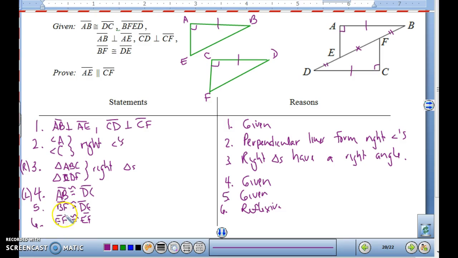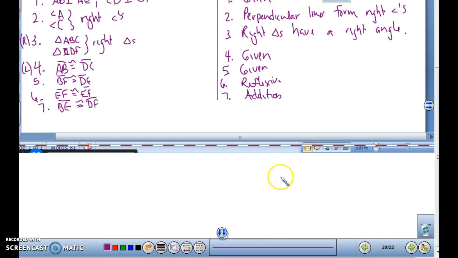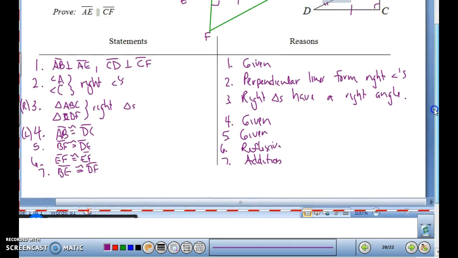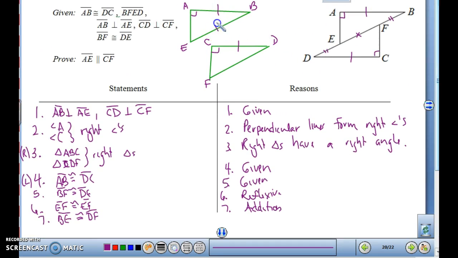And then I can add BF plus EF to get BE is congruent to DE plus EF, which is DF. And that's using addition. So I have now proved that BE is congruent to DF, which is this side is congruent to that side. So have I proved hypotenuse leg? Yes, I have. This is my hypotenuse right here.